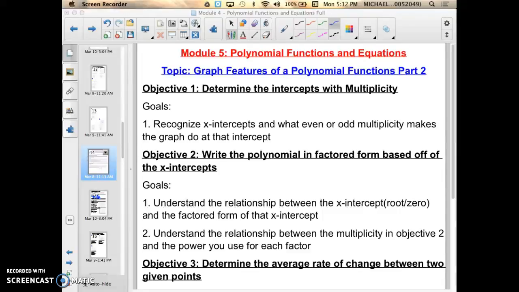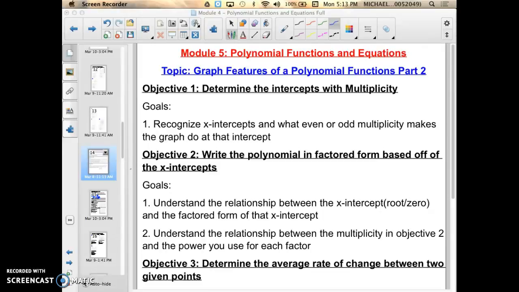So, objective 1, and again this is all based on if you're given a graph of a polynomial, you should be able to do the following objectives to continue on. The first one is to determine the intercepts with multiplicity. So if given a graph of a polynomial function, you should be able to determine the intercepts with multiplicity. A goal to consider when working through that is to recognize x-intercepts and what even or odd multiplicity makes the graph do at that x-intercept. Or, if looking at it, is it going to be an even power or odd power, does it bounce and go back in the same direction or go through at a certain intercept.